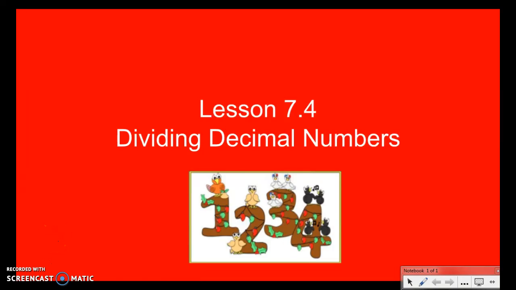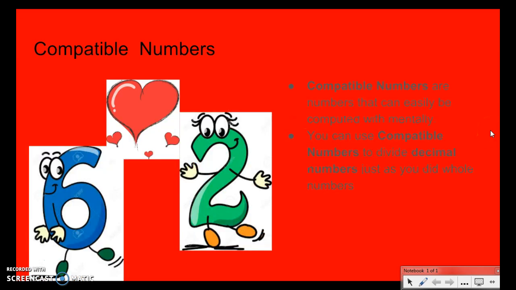Alright, so as we dive closer to the holiday season, we are going to dive into lesson 7-4, which is dividing decimals and numbers with decimals. Again, let's go over compatible numbers one more time. Compatible numbers are numbers that can easily be computed with mentally. So you can use compatible numbers to divide decimal numbers just as you did with whole numbers.